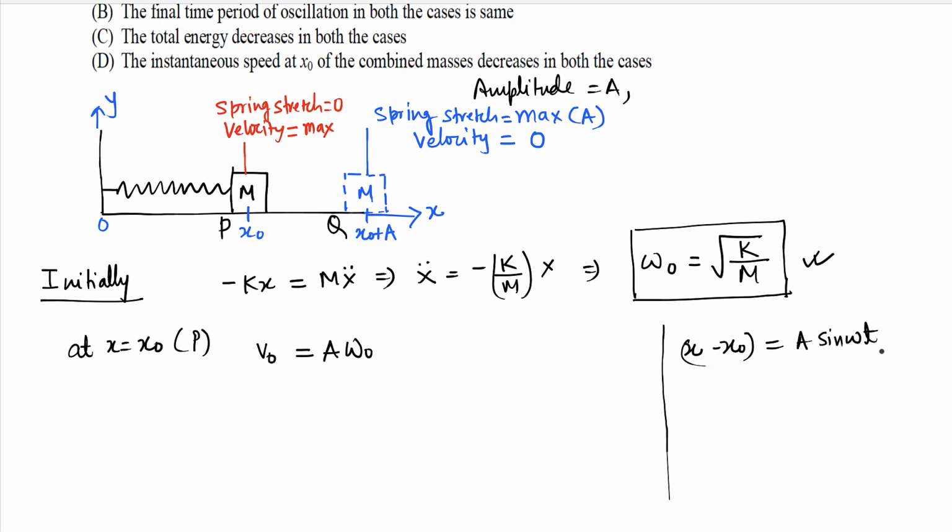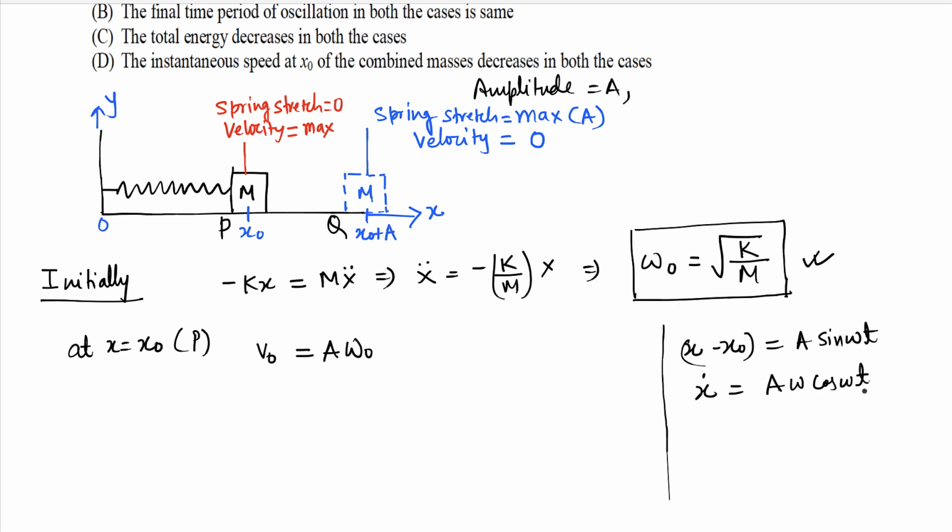Why am I choosing sine omega t? Why not cos omega t? Because at t equal to 0, the particle, the mass m will be at x0. Therefore, x should be x0. So if you put t equal to 0, x will be x0. Now, if you differentiate it again, you get a omega cos omega t.